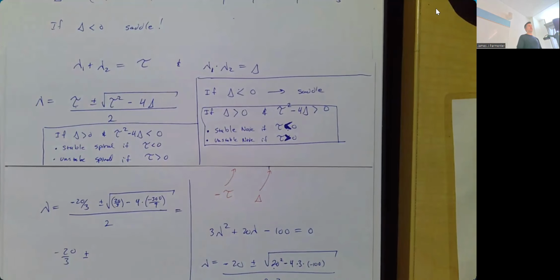So basically, if you don't have a saddle, then tau being negative means you have stability, tau being positive means you have instability. And then the relationship between tau and your determinant determines whether or not you have a spiral of stability or instability or a node of stability or instability. It's kind of neat. Oh, chat.